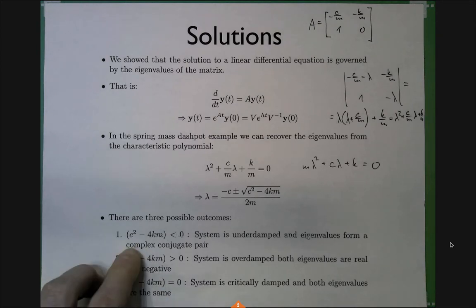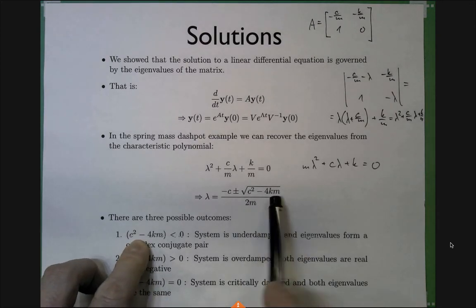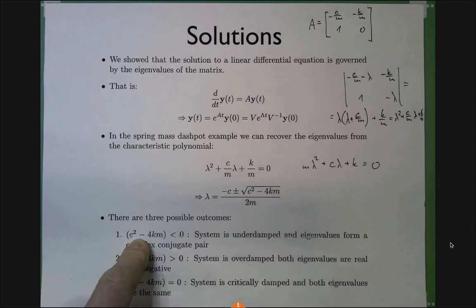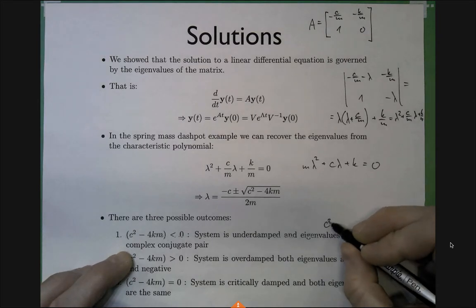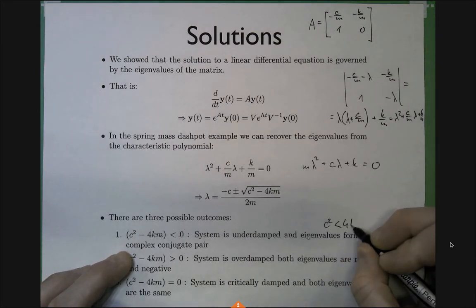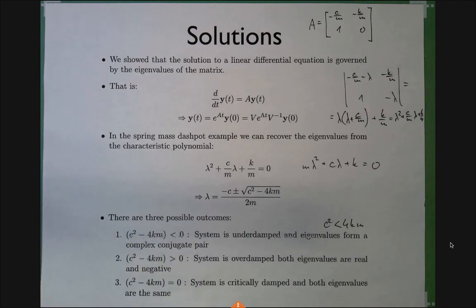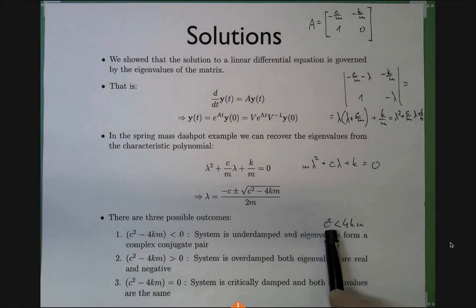So what situation is this, right? That means that under the square root I have a negative number, so some complex numbers will pop out, right? So what does this mean when it will be negative? Well, I can also write this as c squared is less than 4km, okay? So you can say, aha, this is the case when the resistance of the environment is small, okay? If c is comparatively smaller than k times m, this is going to be the case, okay?